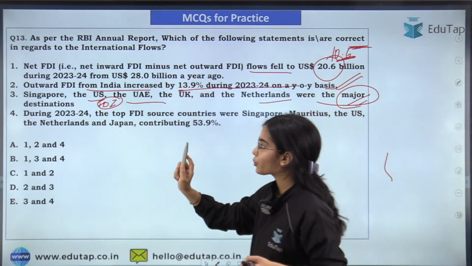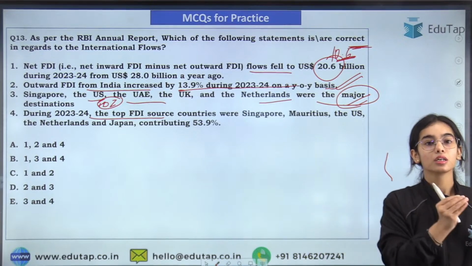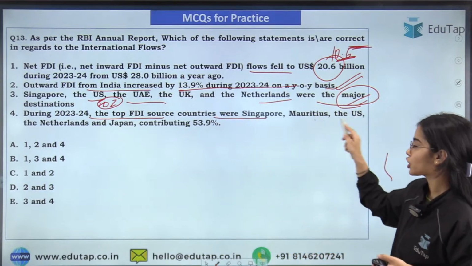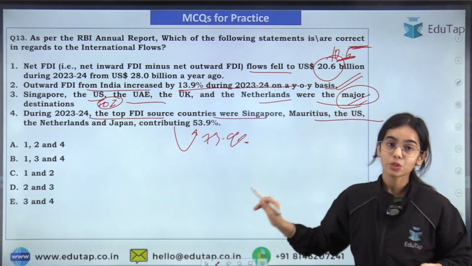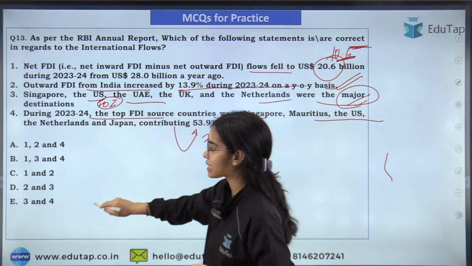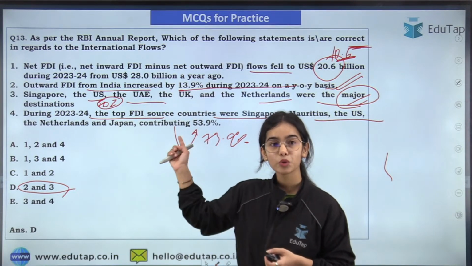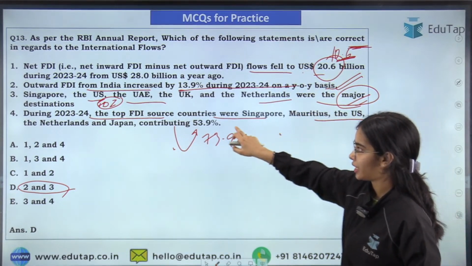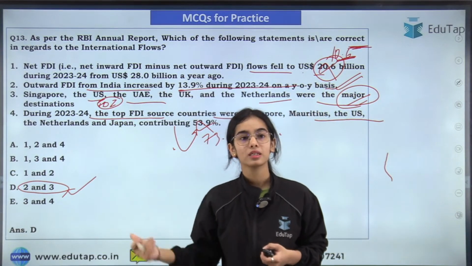Next, during 2023-24, the top FDI source countries, from where the FDI has come to us, were Singapore, Mauritius, the US, Netherlands and Japan, contributing 73.9%. These were the major contributors of FDI in our country. So only the second and third statements are correct, and that's why the answer is D here. The fourth statement is incorrect. You have to find the correct statement. The first and fourth statements are incorrect. Here the percentage is wrong, and here also the percentage is wrong. So only the second and third are correct, and that's why D is the right answer.